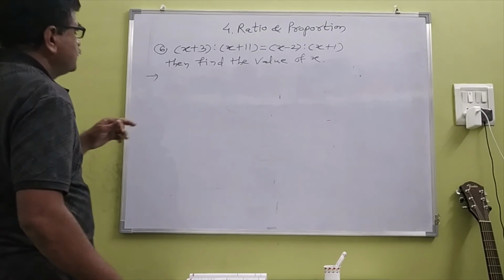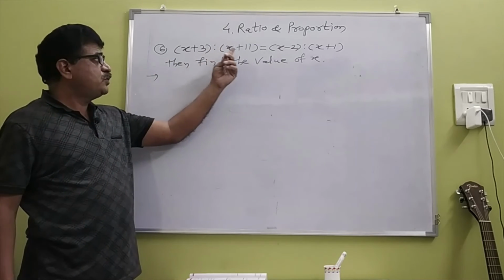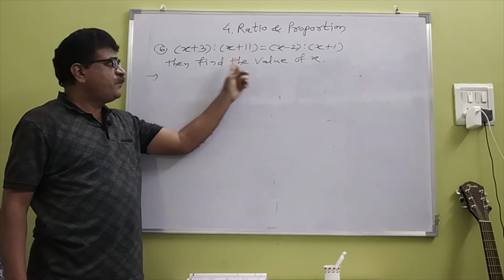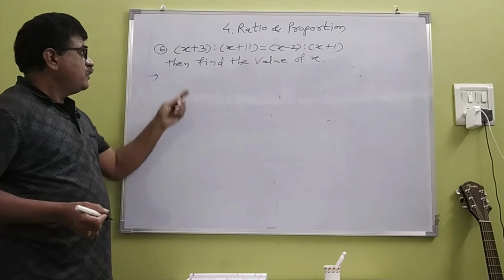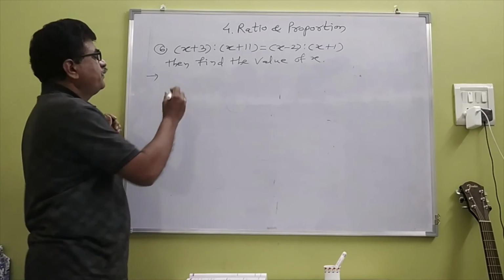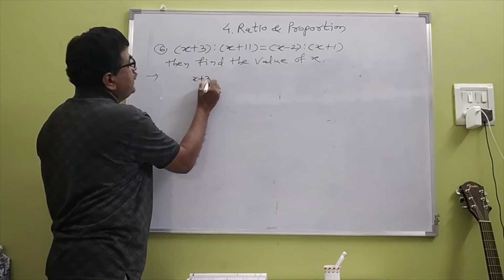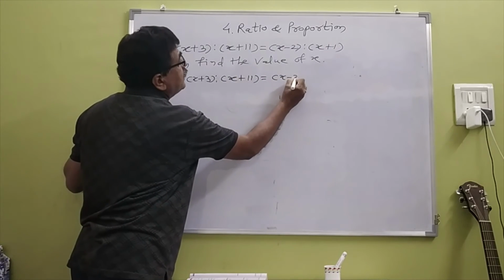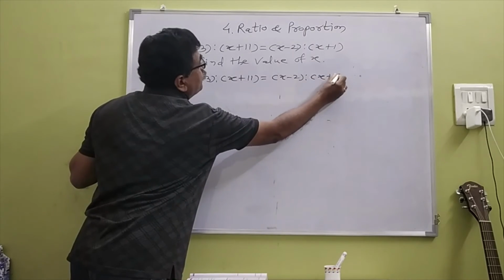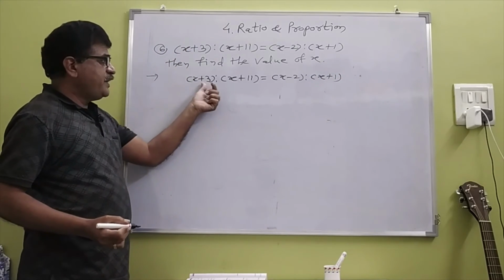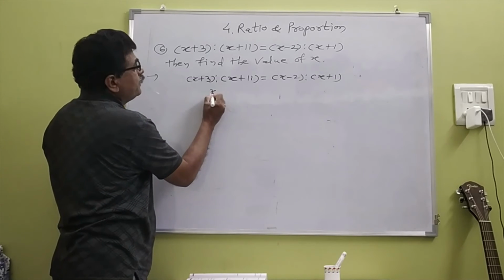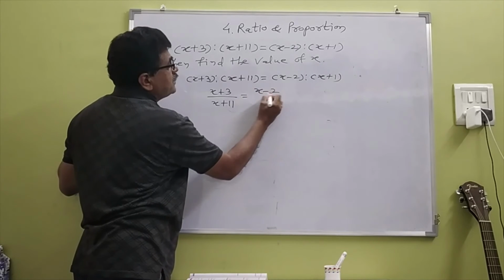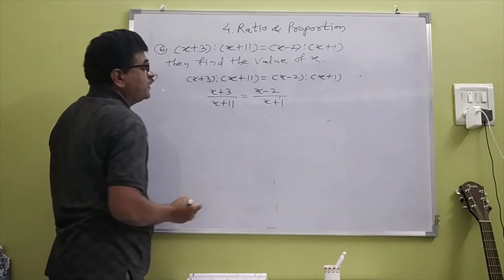Now question number 6. X plus 3 is to x plus 11 is equal to x minus 2 is to x plus 1. Then find the value of x. Now first write down given as it is. Write down this as A is to B is written as A upon B. Therefore, x plus 3 upon x plus 11 is equal to x minus 2 upon x plus 1.